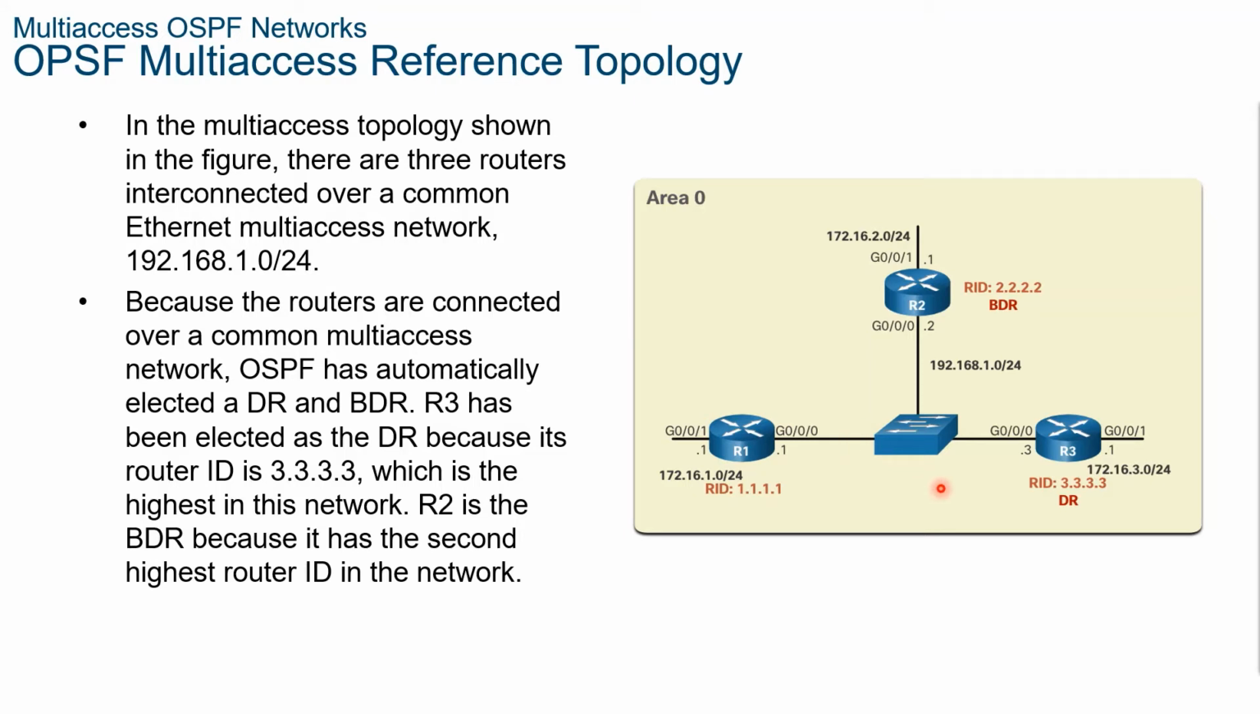Why? Because its router ID is 3.3.3.3, which is the highest router ID in this network, so it will be chosen as the DR. R2 is the BDR because it has the second highest router ID in the network, which is 2.2.2.2. And therefore, R1 here is a DROTHER.